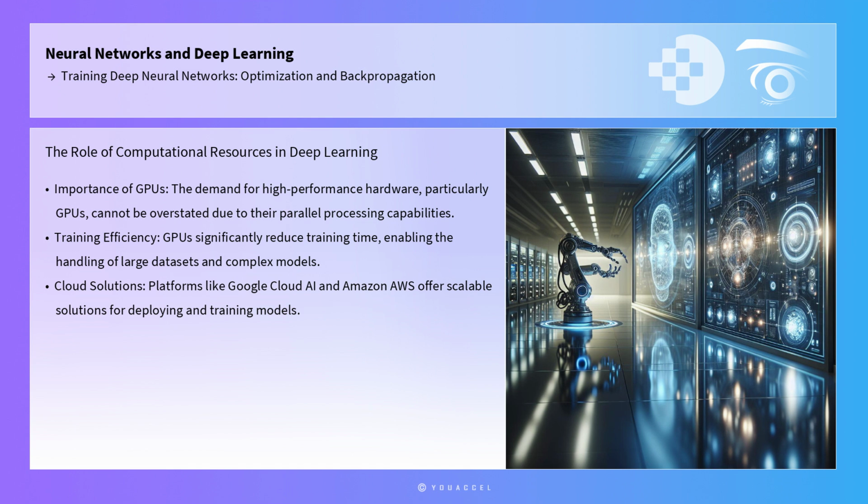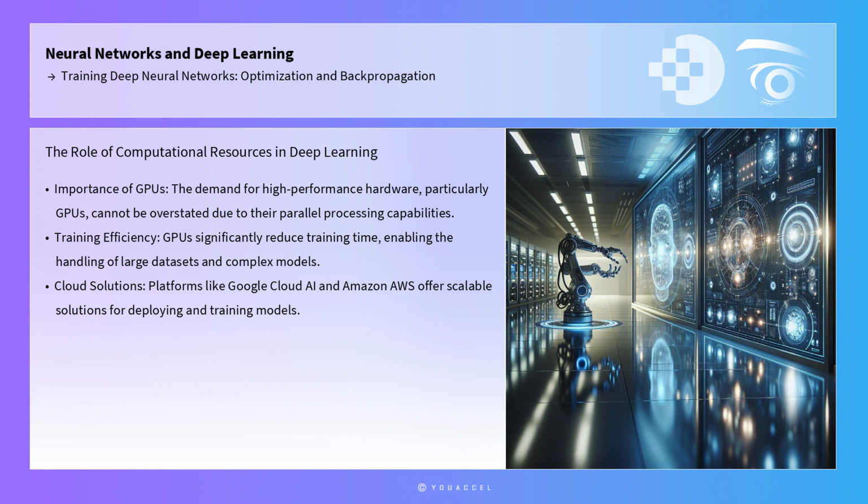Computational resources also play a crucial role in the training of deep networks. The demand for high-performance hardware, particularly GPUs, cannot be overstated. The parallel processing capabilities of GPUs significantly reduce training time, enabling the handling of large datasets and complex model architectures that would be impractical on traditional CPUs.